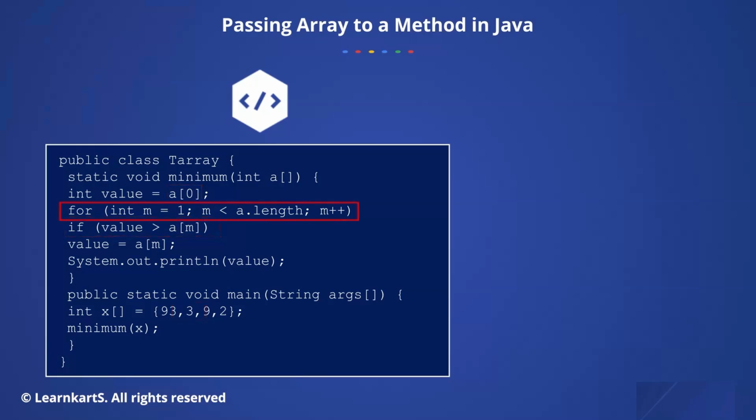a.length is the one which tells you the total number of elements. How many elements are there? We have 4 elements. That means this loop would run 4 times, but since we started with 1, it will run 3 times. Each time it gets incremented and checks.